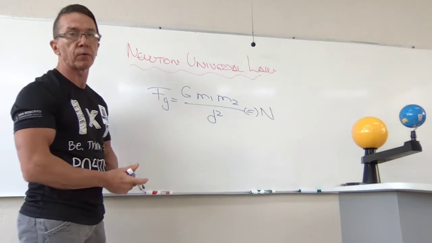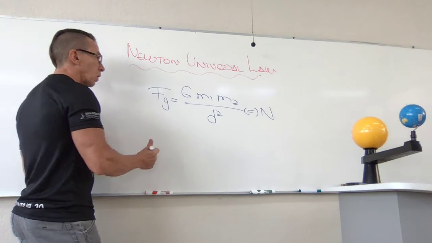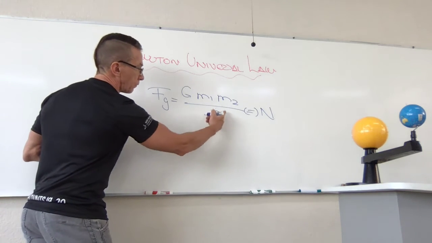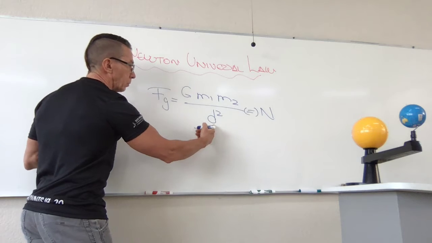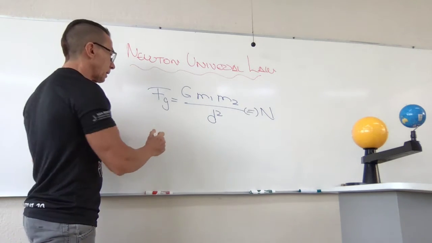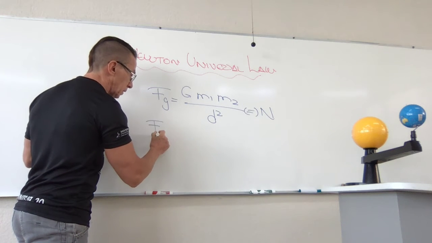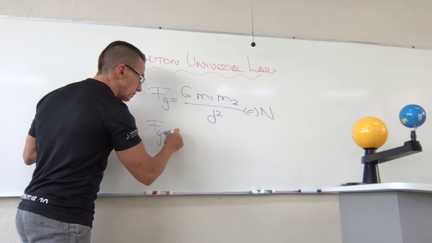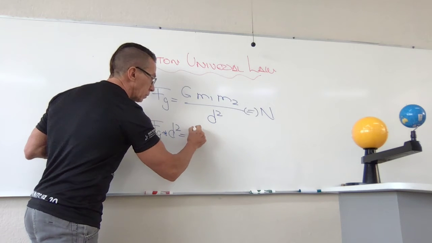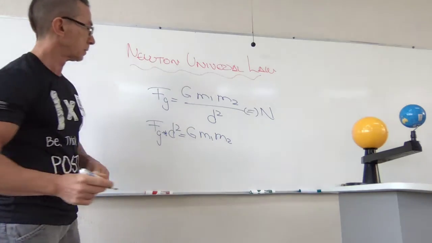Suppose that we are looking for mass 1, let's say the mass of the sun. So in this case, first, the one that is dividing will pass to the other side. How does it move? By multiplying. So it will pass from dividing to multiplying on the other side. So we'll have force of gravity times the distance squared equals G m1 m2. And that will be it.